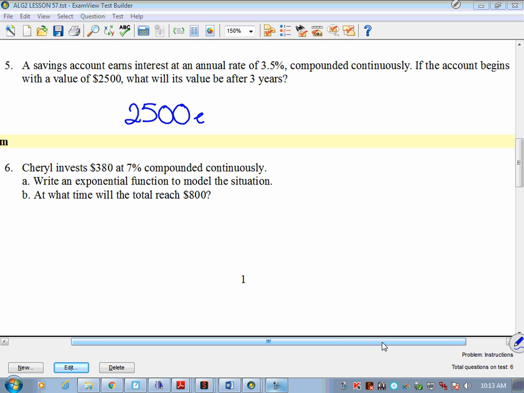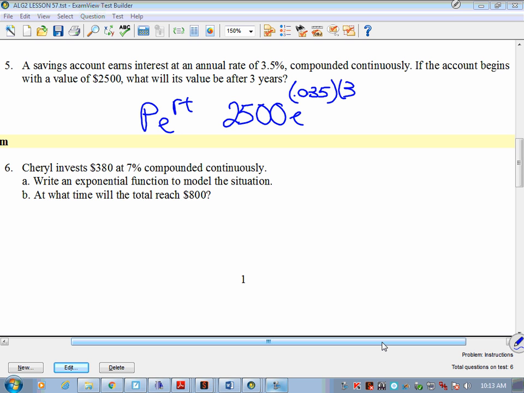All right, so then we're going to take that with our rate times our time. So a better formula for this, just so you're seeing, whenever we're compounding continuously, it is principal times E to the rate times time. So our principal is $2,500 times E to the rate, which is 0.035, and our time is 3 years.